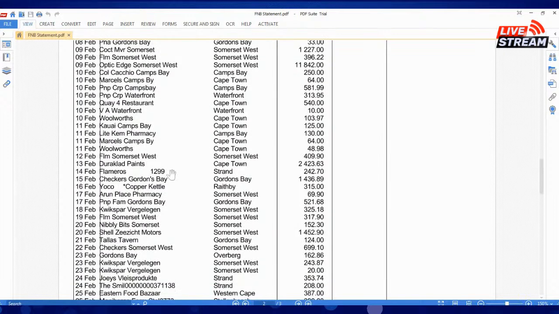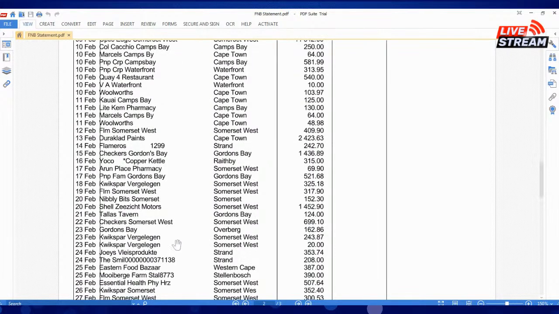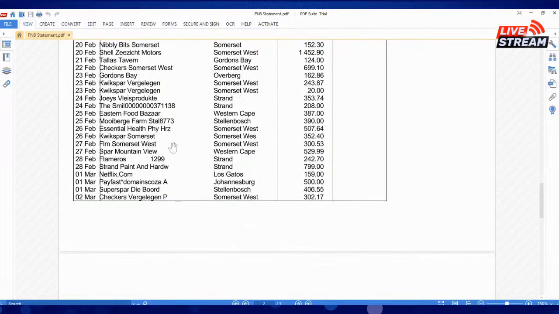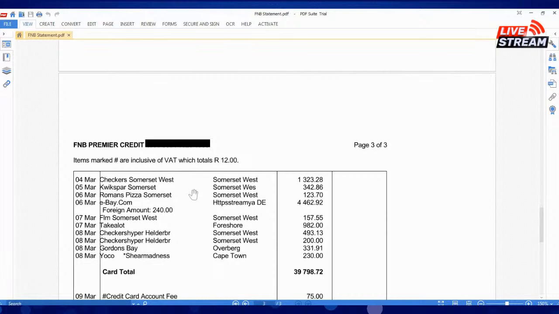Just going through the banking statement, here you can see, for example, I'm just looking at the large expenses. Duraclad paints, obviously, that could be cross-examined. Why was it necessary? Who was it done for? Flameros, that is an eatery. Copper Kettle, that's an eatery. Pick n Pay. Joey's, that's a butchery. Quick Spa. So these are all the expenses. You can see there's Netflix as well. Super Spa, those are all expenses.